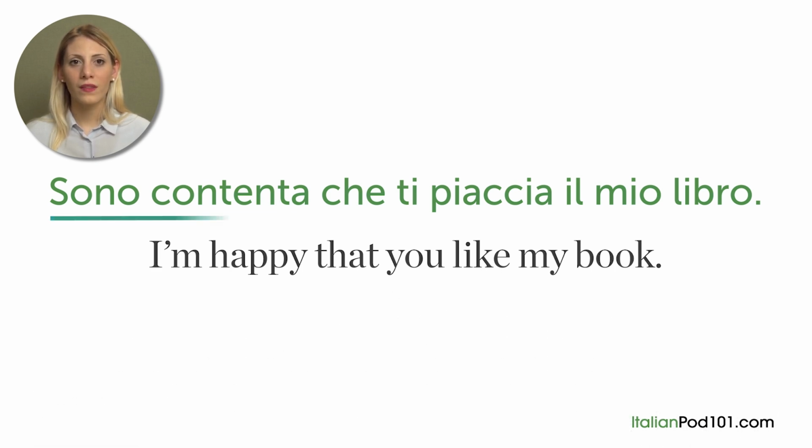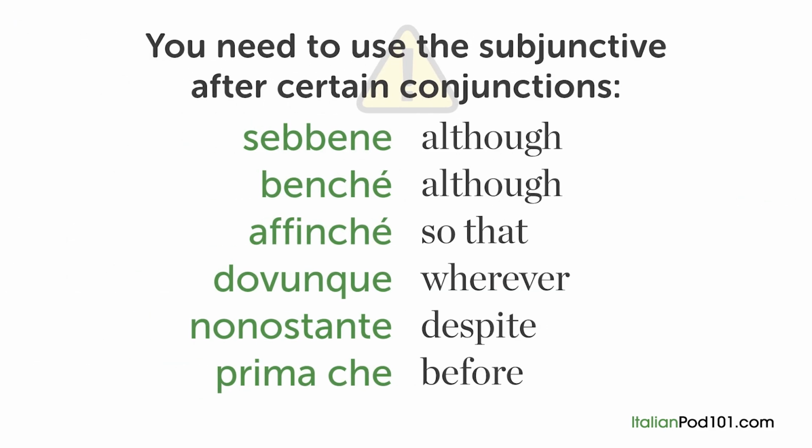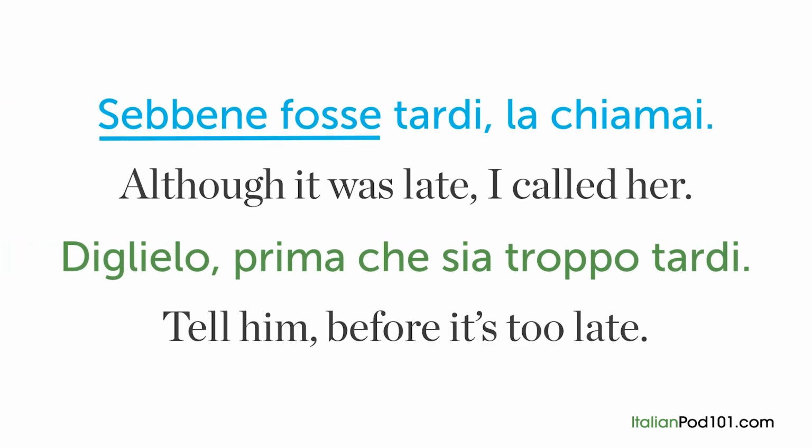For example, sono contenta che ti piaccia il mio libro. I'm happy that you like my book. You need to use the subjunctive after certain conjunctions: sebbene, although; benché, although; affinché, so that; dovunque, wherever; nonostante, despite; prima che, before. For example, sebbene fosse tardi, la chiamai. Although it was late, I called her.